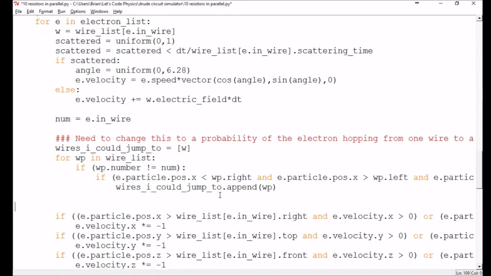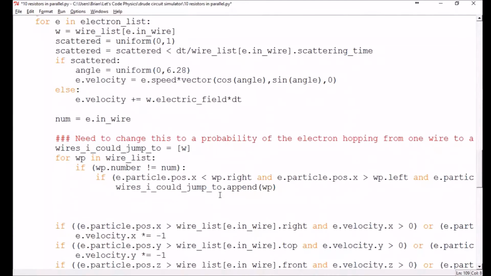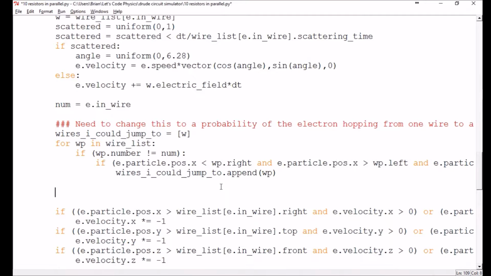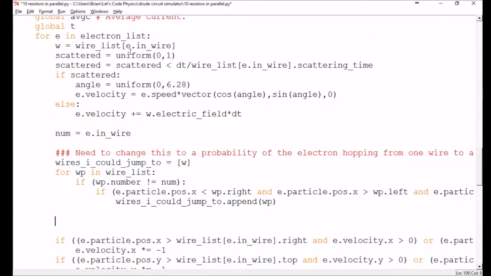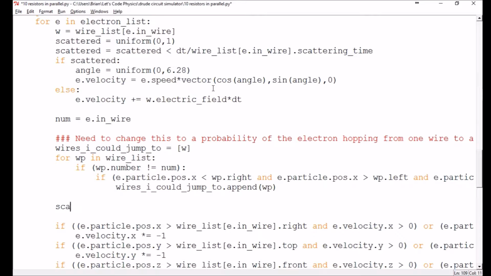Cool. So now we have a list of all the wires that the electron could jump to. So now what we need is a random number. Let's see, the way you get a uniformly distributed random number is this uniform here. So let's do this.